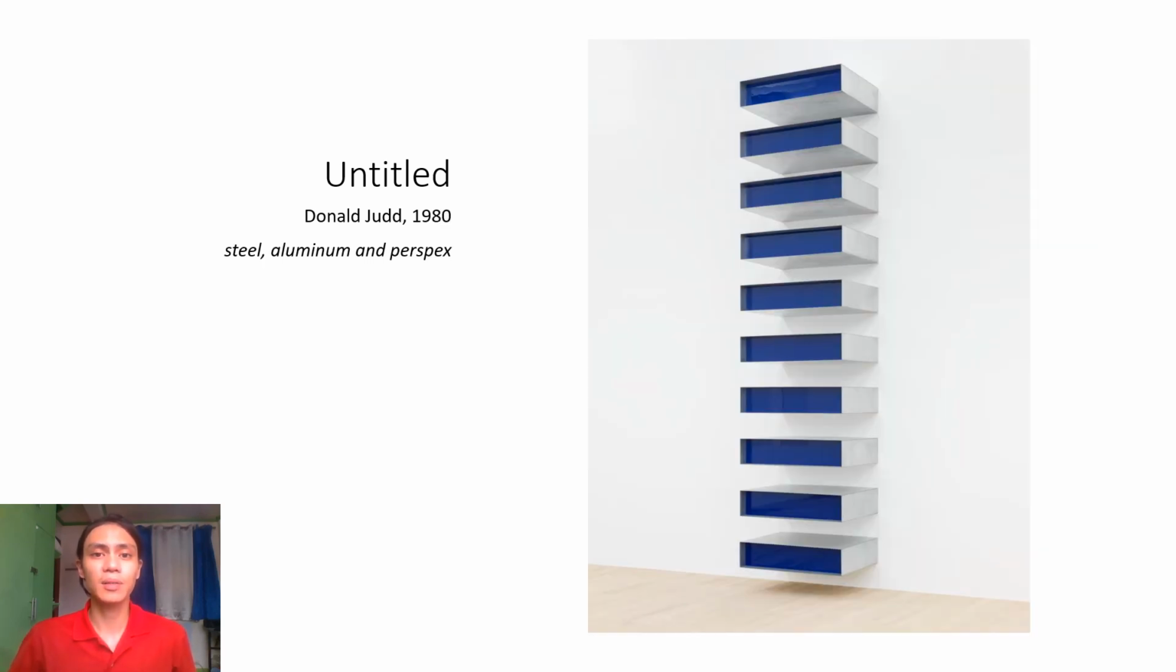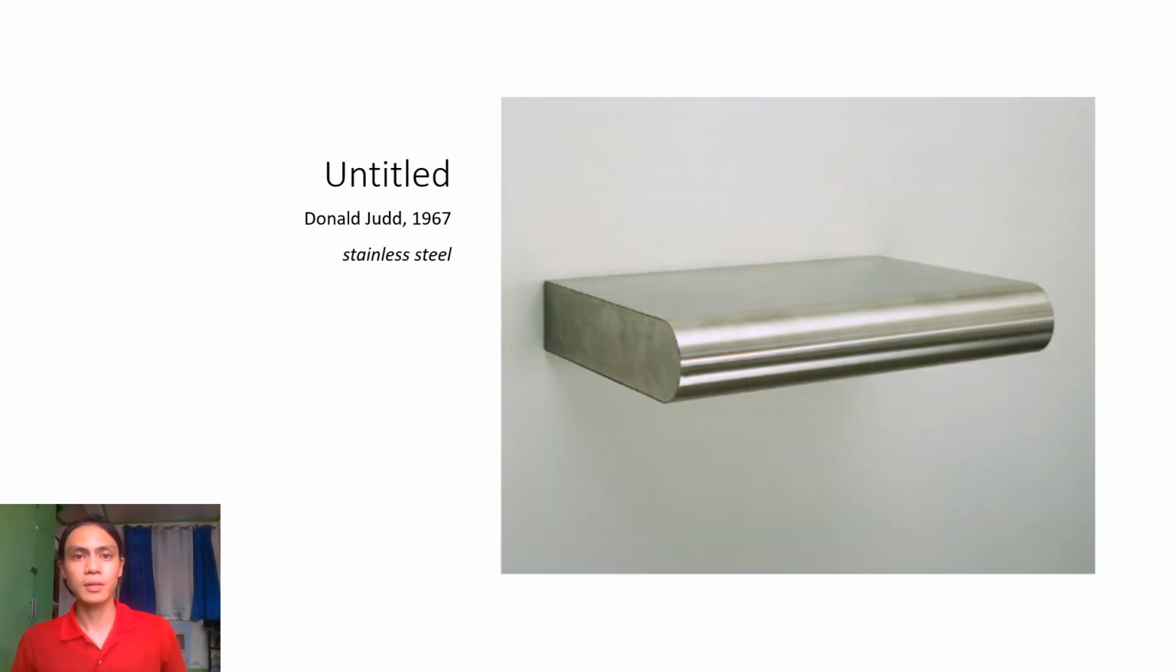This 1980 sculpture, composed of steel, aluminum, and perspex, continues Judd's exploration of industrial materials. Vertical rectangular units showcase focus on repetition and form. This 1967 stainless steel piece exemplifies focus on form, inviting contemplation of the object itself. While aesthetics may have shifted, Judd's emphasis on organization as art remains a powerful concept.